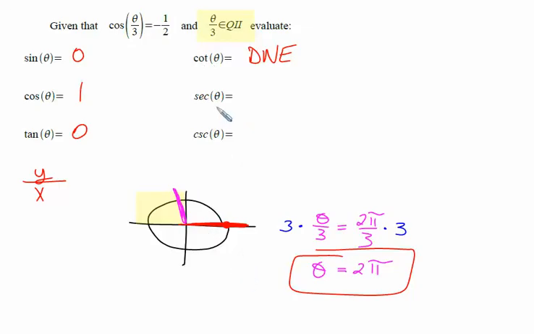For the secant, secant is the reciprocal of cosine, and cosecant is the reciprocal of sine. Again, we cannot take the reciprocal of 0, so we get that it does not exist.